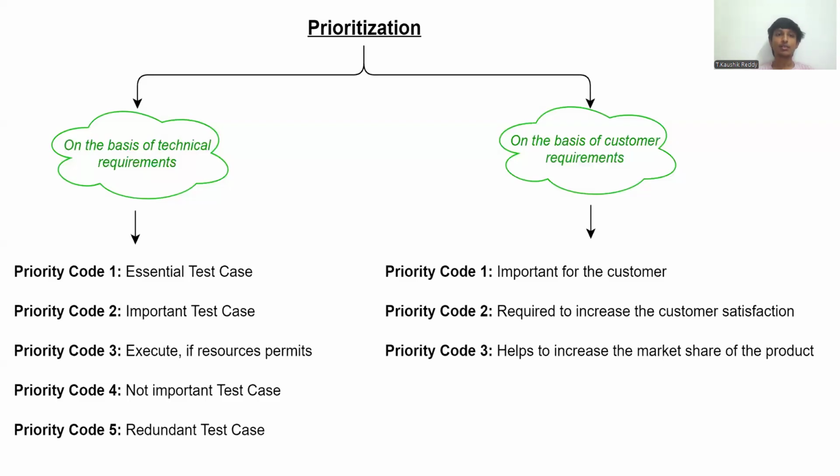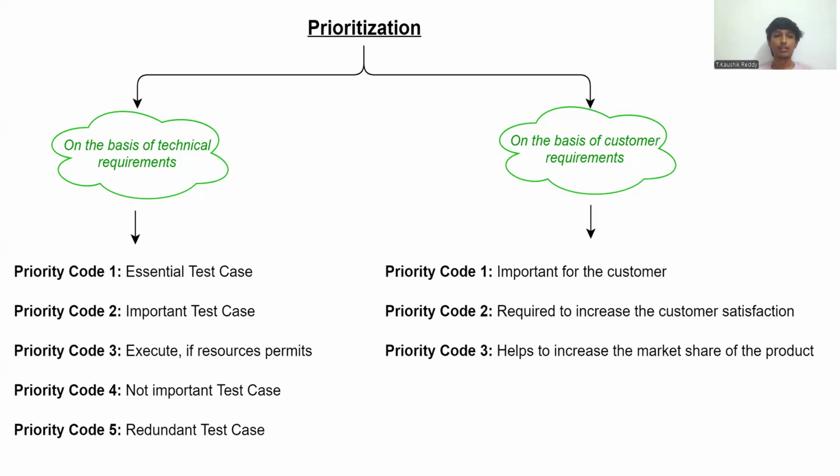So, prioritization on the basis of technical requirements and on the basis of customer requirements. The prioritization of the bugs is divided into two: on the basis of the technical requirements and on the basis of the customer requirements. On the basis of the technical requirements, we have 5 priority codes.